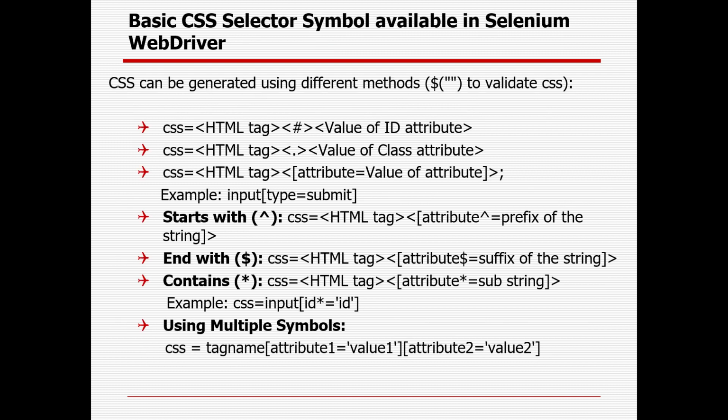CSS is faster compared to XPath. CSS is very easy, right? But CSS does not allow you to create a locator with the help of text. CSS additionally allows ends-with, which is not available in XPath. In XPath you can traverse forward and backward, but in CSS you can go only in the forward direction.